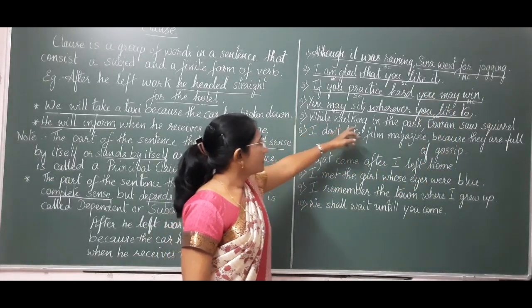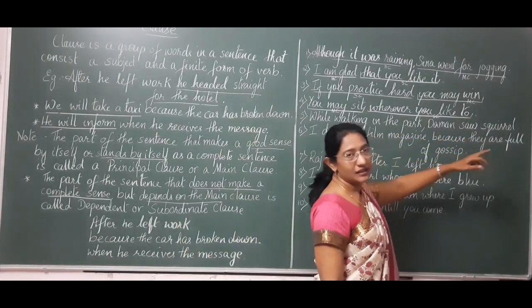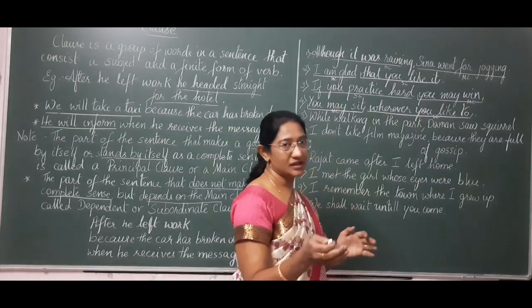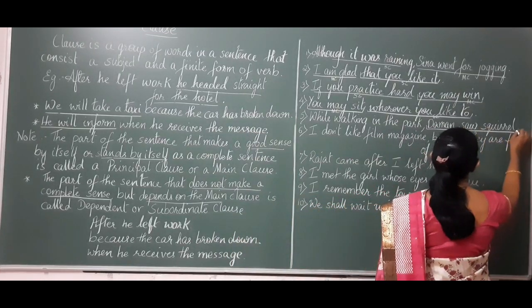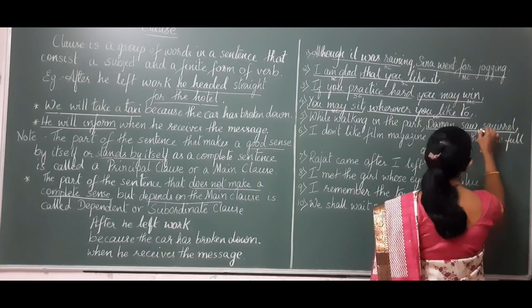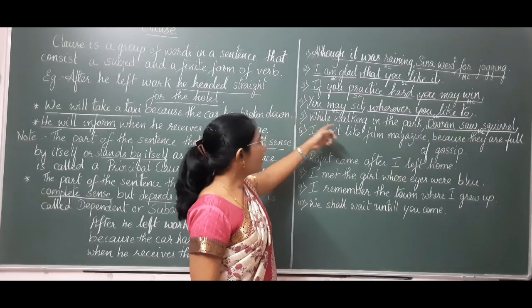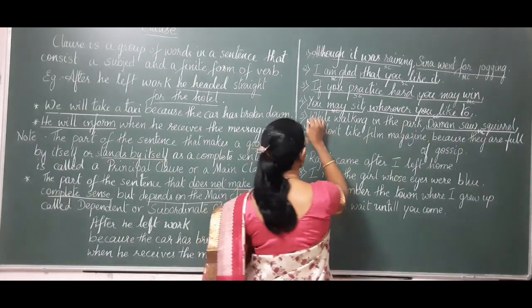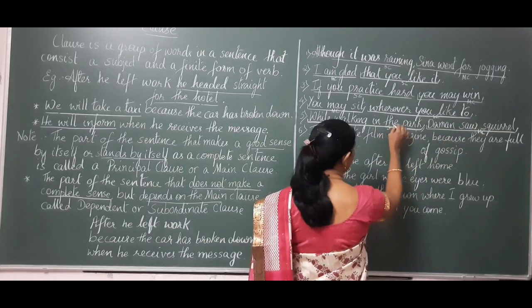While walking in the park, Daman saw a squirrel. "Daman saw a squirrel" is a part of the sentence which gives a complete sense and it is a main clause, whereas "while walking in the park" becomes a subordinate clause as it depends on the main clause.